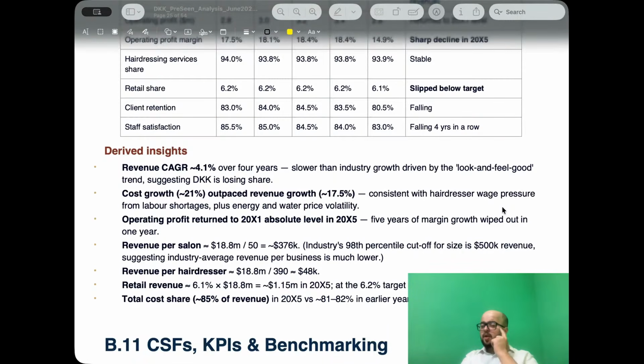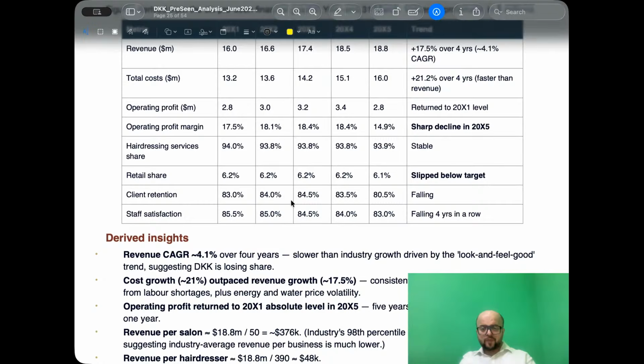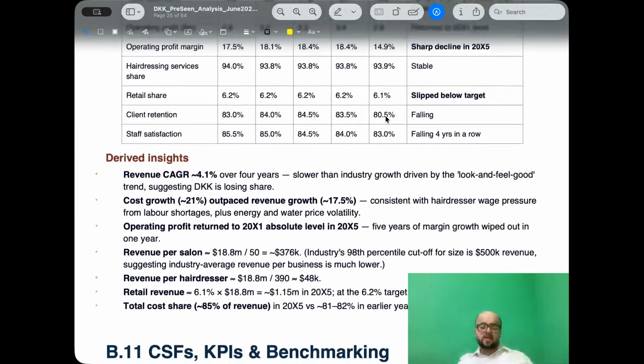Okay. Operating profit has returned to the 20x1 level in 20x5. Five years of margin growth has been wiped out in a year. If you see, this was growing: 2.8, 3.0, 3.2, 3.4, and then it came down to 2.8. So it had grown, and then suddenly there is a drop.